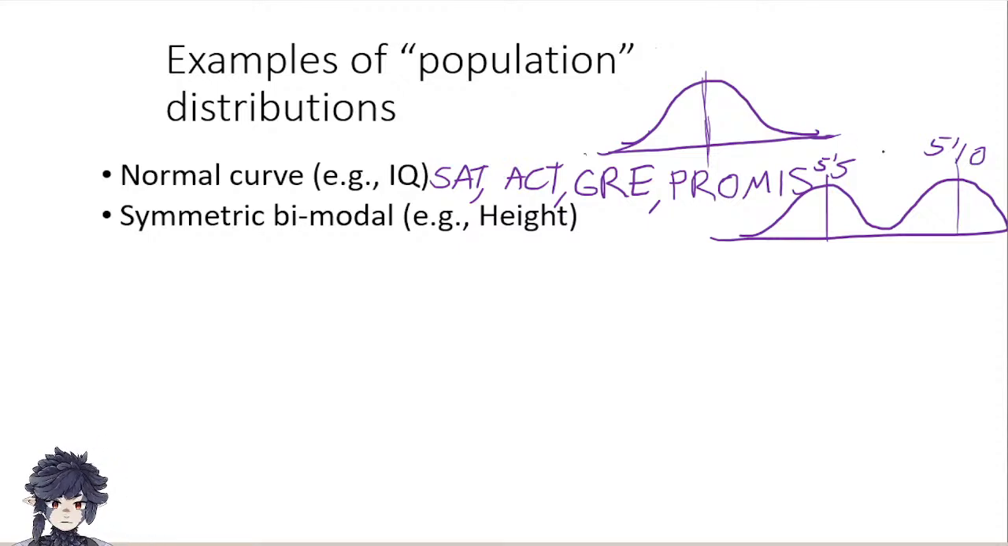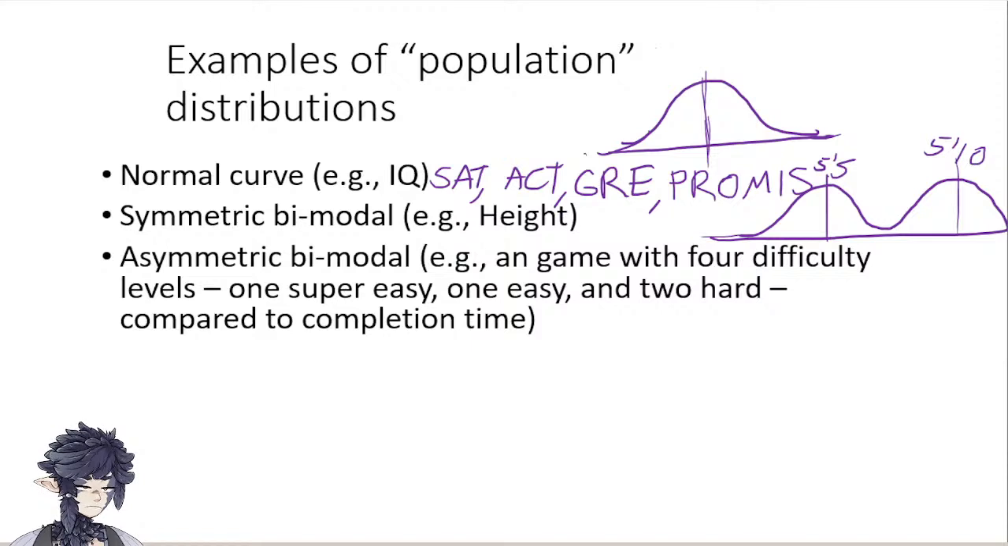There's a lot of people who are roughly around 5'5", a lot of people around 5'10", very few people under, say, 5 foot, and very few over, say, 6'5". It looks like this. This is the symmetrical bimodal distribution. You might also have things called asymmetric bimodal distributions, where you have two scores that are equally common, but it's not quite symmetrical.